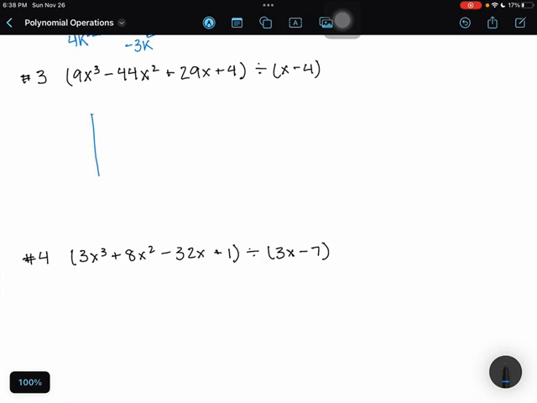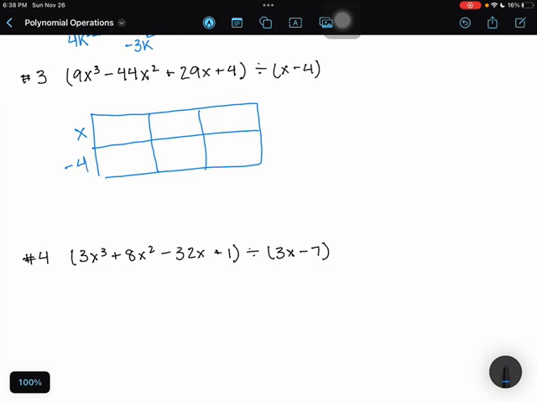So again, I'm going to set up my box. It's kind of a bad box. Let's redo that. And put in what I know, which is x minus 4. And I know that the first box has to be the very first term, so that would be 9x to the third. So what can I multiply x by to get to 9x to the third? That's 9x squared. So 9 times -4 is going to give me -36x squared.